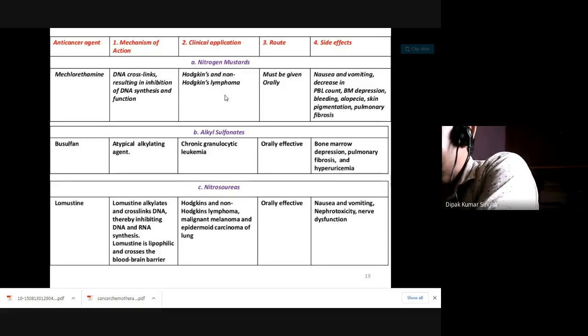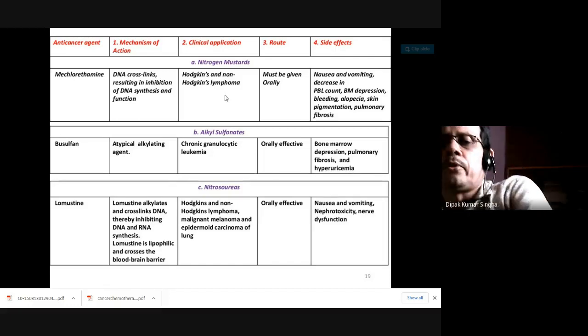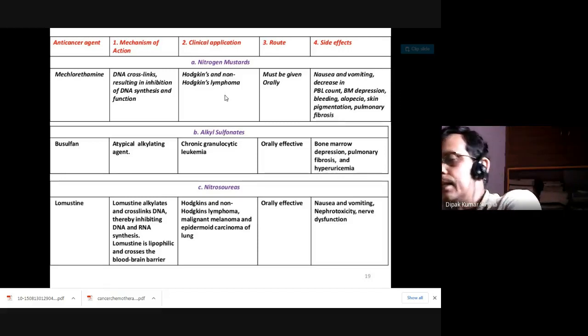Nausea, vomiting, decrease in the platelet count, basal metabolic rate depression, bleeding, alopecia. This is very common in any anti-cancer therapy or chemotherapy of cancer. Alopecia is very common. Skin pigmentation, skin phenomena and pulmonary fibrosis. So these are the very specific side effects, but the very common are nausea and vomiting. For nausea and vomiting, an antiemetic drug is used specially for cancer chemotherapy.